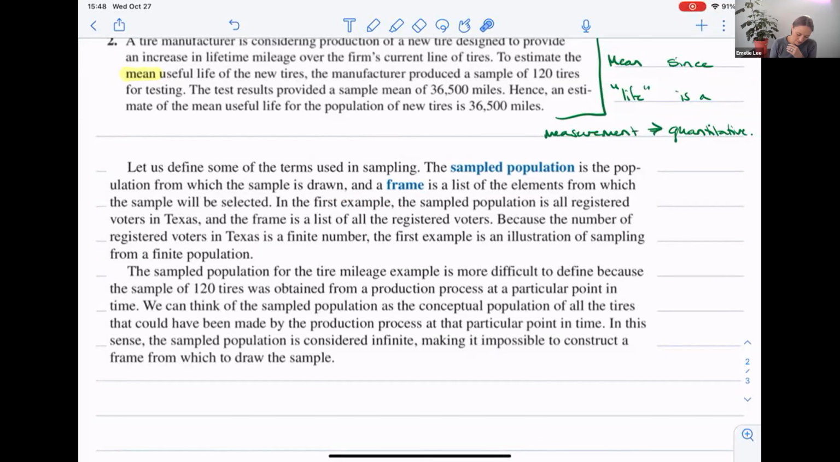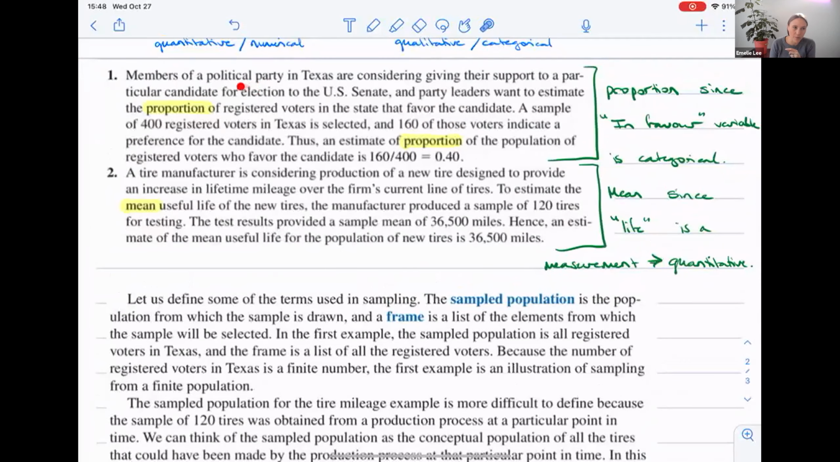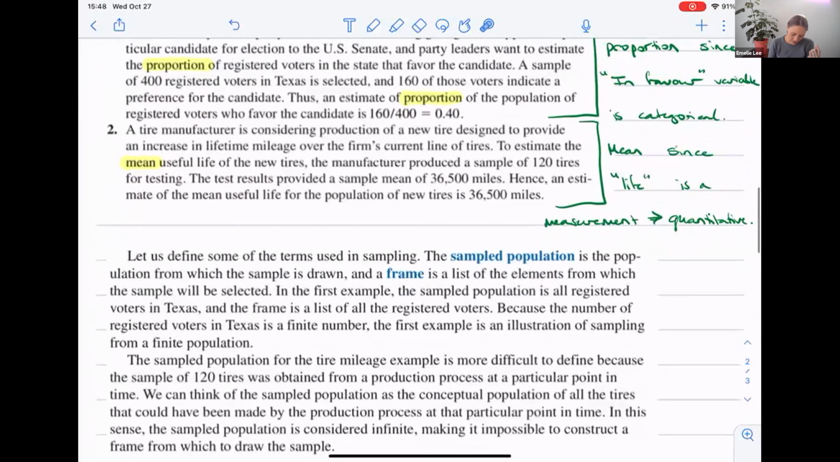So in the first example, the political party one, which is a proportion question, the sampled population is all registered voters in Texas, and the frame is a list of all the registered voters. So they're going to be similar, right? But where are you pulling your information from? That's your frame. And the population that you're trying to sample from, that's your sampled population, but they're very, very similar.